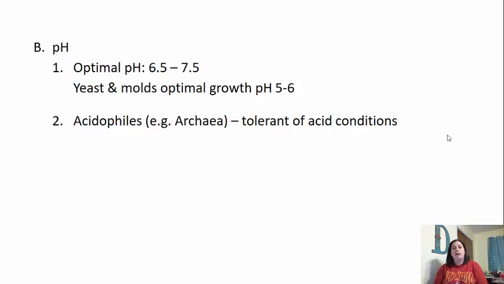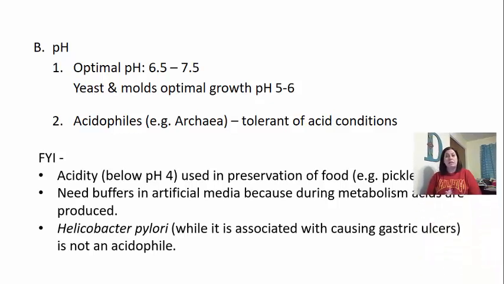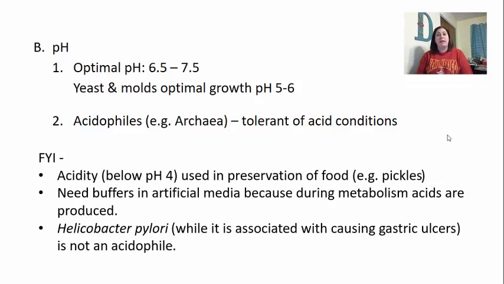There is also a group of bacteria that really like acidic conditions, and these are called acidophils. These are found in the group Archaea. They can tolerate really acidic conditions, but again, if they're in the group Archaea, they're not pathogenic. So acidity, anything below pH of 4, is used for preservation of food. This is why we use vinegar and things like that to pickle things, like when we talk about cucumbers and making them into pickles, because it helps stop growth of bacteria.